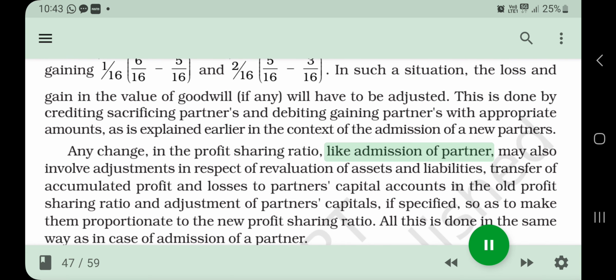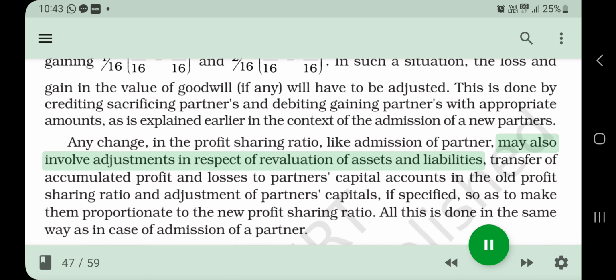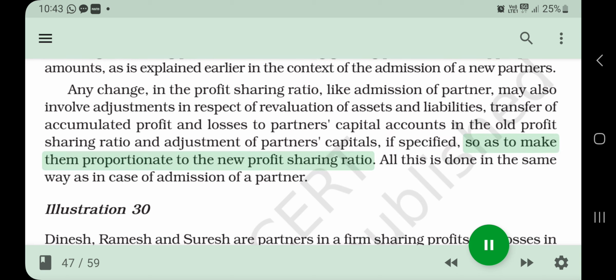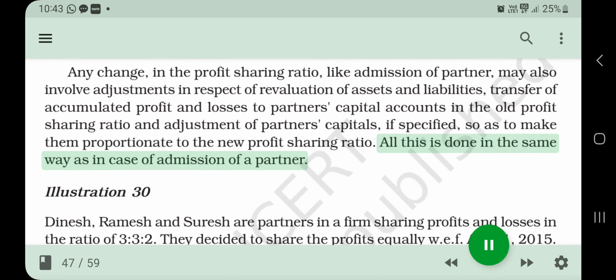Any change in the profit-sharing ratio, like admission of a partner, may also involve adjustments in respect of revaluation of assets and liabilities, transfer of accumulated profits and losses to partners' capital accounts in the old profit-sharing ratio and adjustment of partners' capitals, if specified, so as to make them proportionate to the new profit-sharing ratio. All this is done in the same way as in case of admission of a partner.